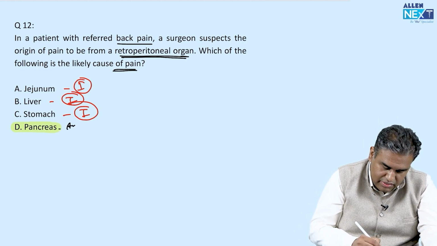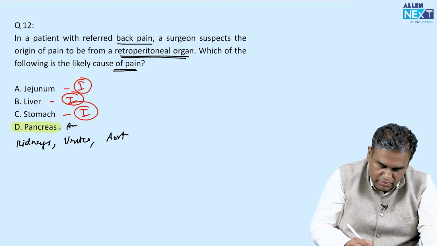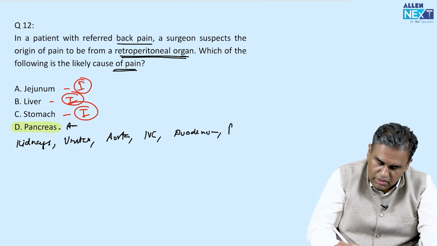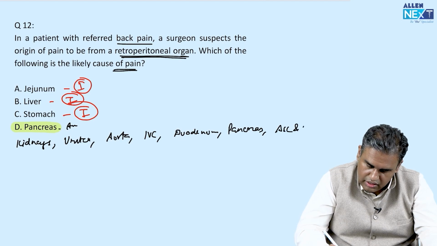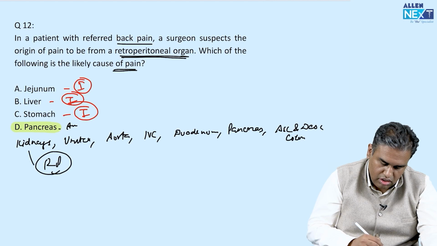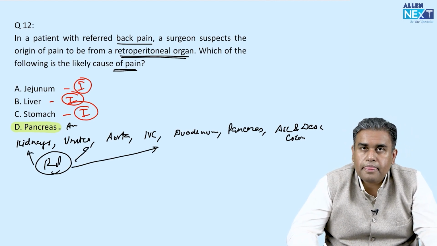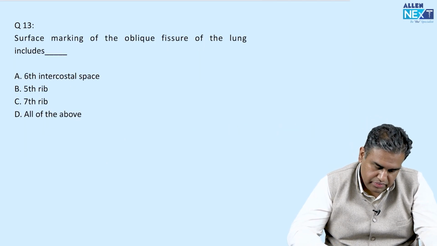Along with the pancreas, let me just write down over here: the kidneys, ureter, aorta, IVC, duodenum, the majority part of the duodenum, pancreas, right? Then the ascending and descending colons. These are all our retroperitoneal structures. The liver, the spleen, the stomach, the jejunum, the ileum, the transverse colon and the sigmoid colon are all intraperitoneal. Basics should be very clear.